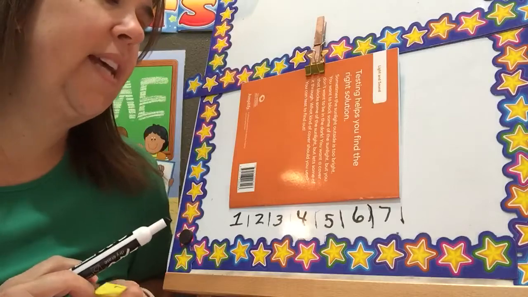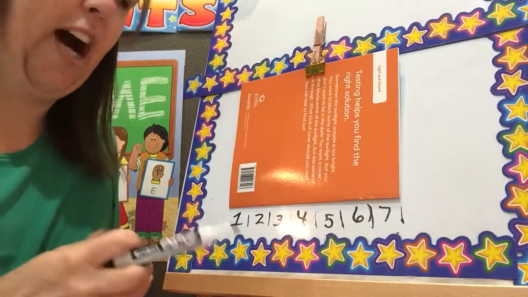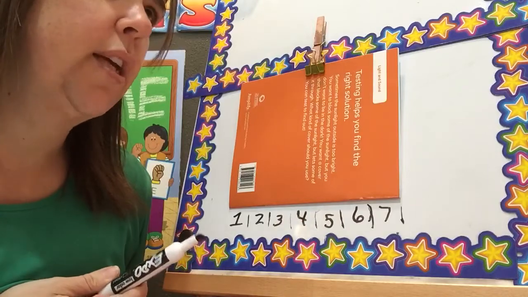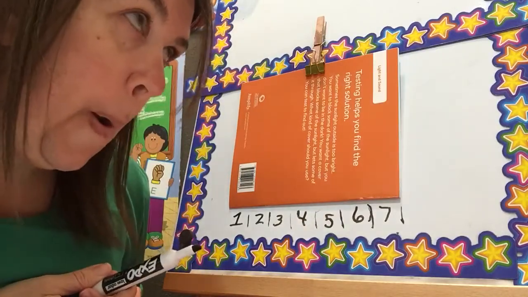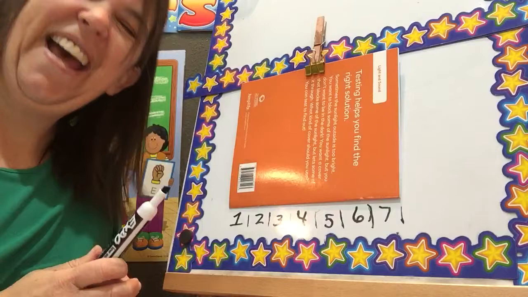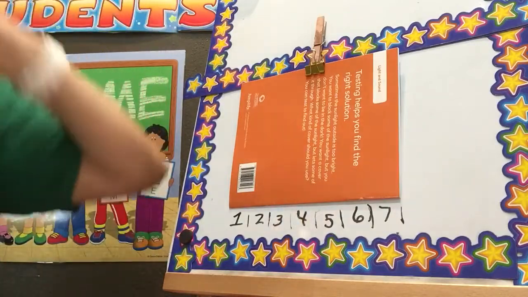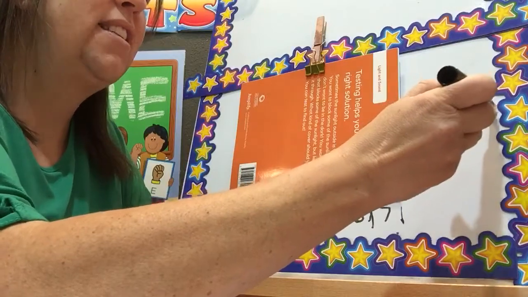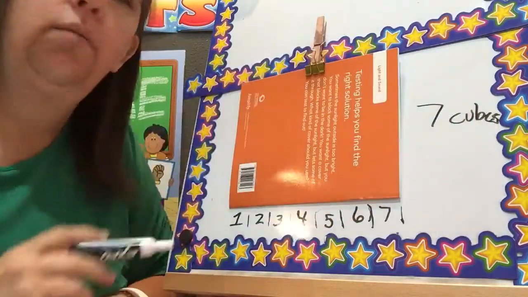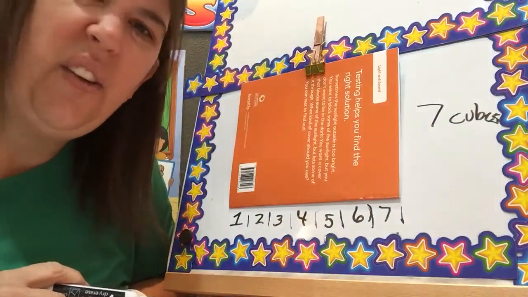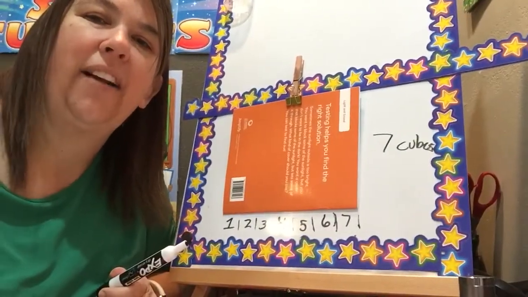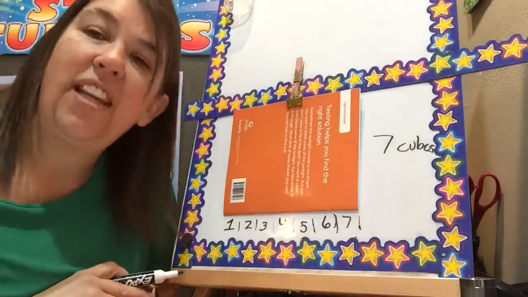All right, so if I were to say, my children, how long is this book? What would your response be? This book is how long? Nice. Yes, this book is 7 cubes long. 7 cubes. There we go. You can't see that at all. All right, let's get it back. That's a little better. It is 7 cubes long.